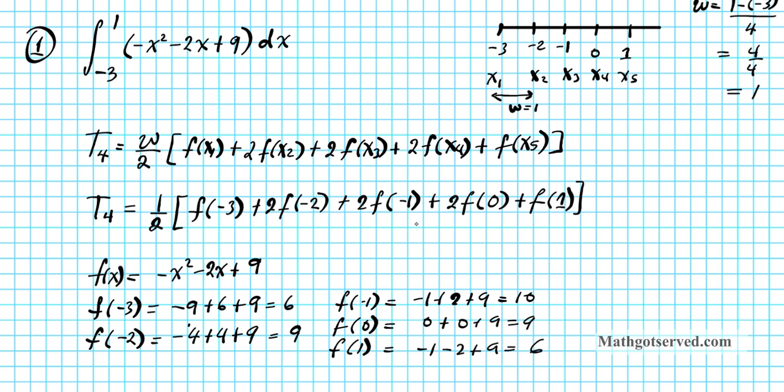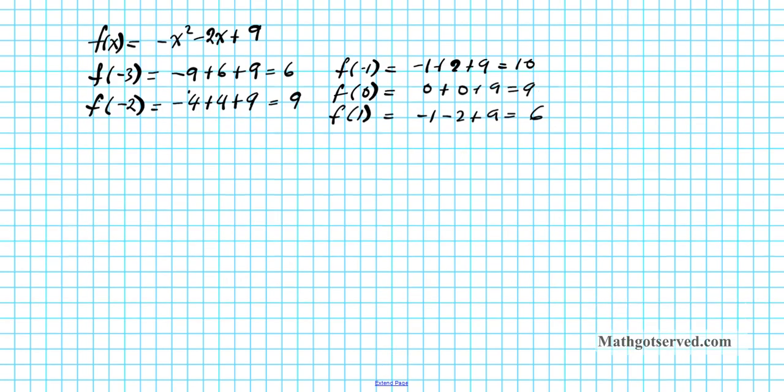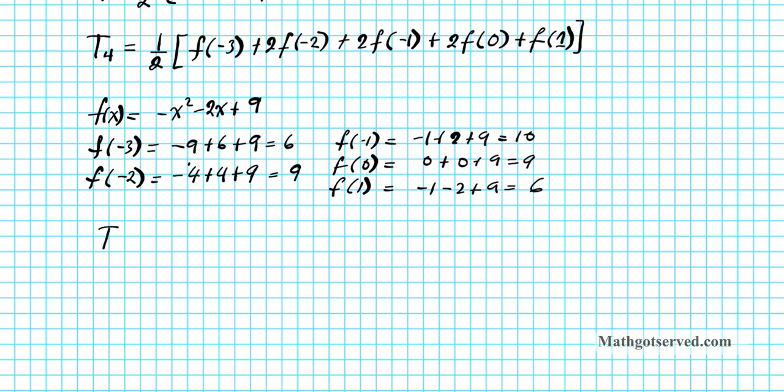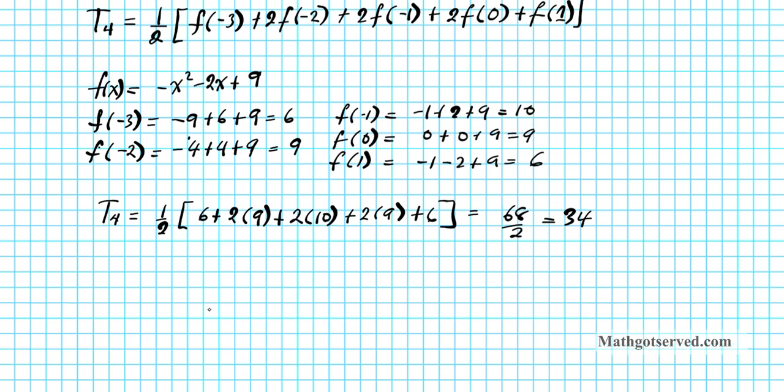Okay, so we just plug in all these values into our formula right here, and that will give us a trapezoidal approximation. All right, so let's go ahead and do that. So T4 is equal to 1/2 times 6 plus 2 times 9 plus 2 times 10 plus 2 times 9 plus 6. If you do the calculations, you have 68 over 2, which equals 34. Okay, so that's that. All right, now we're going to use the concavity test.